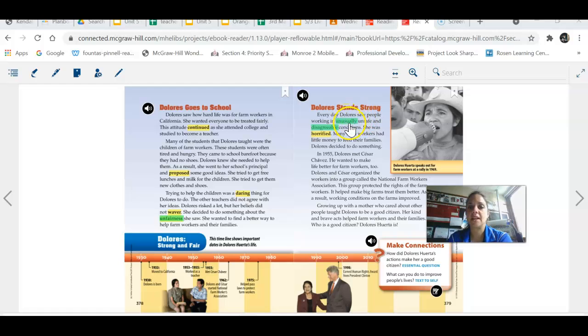Let's go to this next word. "Every day, Dolores saw people working in unusually unsafe and disagreeable conditions." We have two words in here. Ly, Lee, means you're doing something a certain way. Un, again, means not. So that leaves us with that root word in the middle, usual. So every day, Dolores saw people working in a not usual way, or a not usual way of being safe. And disagreeable conditions.